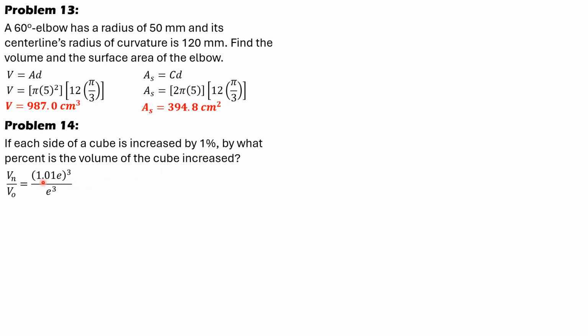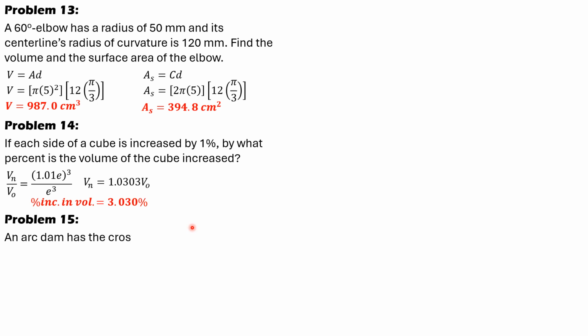So the new side would now be 1.01 of E. So cancel out E cubed. The new volume is 1.0303 of the original volume. So that means this excess is the increase in the volume, and expressing it in percent, it is 3.03%. So percent increase in volume is 3.030%.